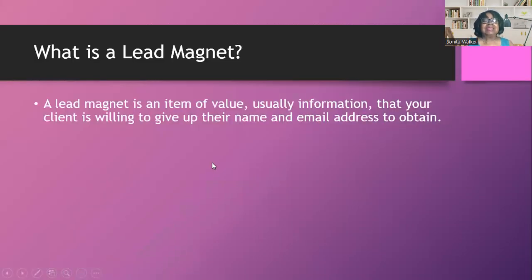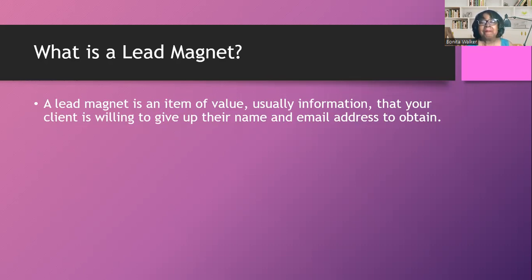So what is a lead magnet? Let's start there. Obviously, it's something of value. It's usually information. We would prefer it to be information and digital and not something that you have to purchase and ship out to a customer or a prospect, okay? But it is something of value, and it's usually so valuable that your prospect is willing to give up their name and email address just to obtain this valuable piece of information. That is a lead magnet.